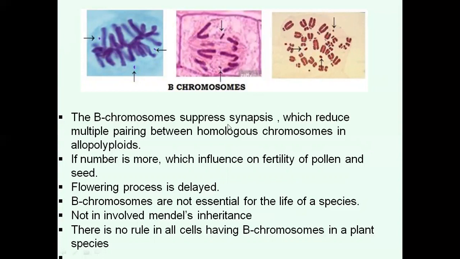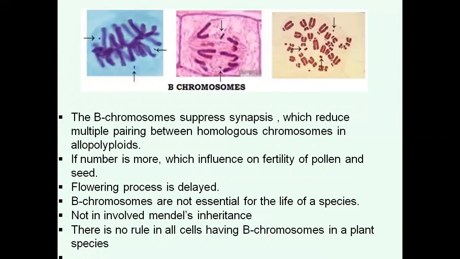The B chromosomes suppress the synapsis process, which reduces multiple pairing between homologous chromosomes in allopolyploids. If the B chromosome number is high, it influences the fertility of pollen grains and also seed germination. The flowering process is delayed in B chromosome-containing plants.